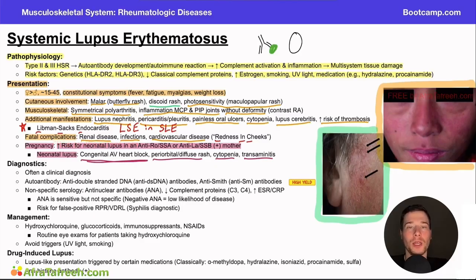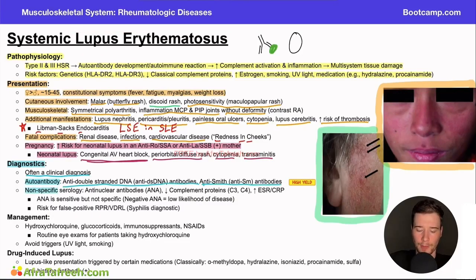Because they can develop neonatal lupus. Now, if we draw our attention to our diagnostics here, you'll see that this is often a clinical diagnosis. However, there are a couple key antibodies that we can use for diagnosing this condition. And the main ones they want you to know are anti-double-stranded DNA antibodies and anti-Smith antibodies.